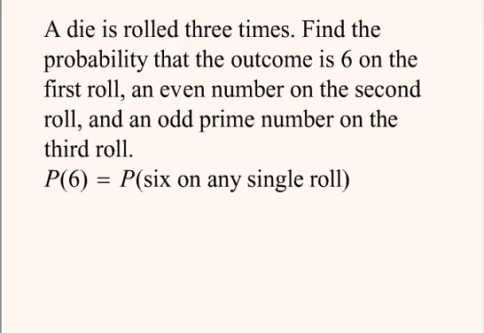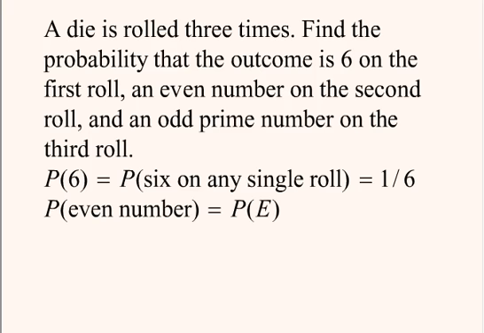The probability of obtaining a 6 on the first roll, well, that's the same as the probability of obtaining a 6 on any single roll, and that would be 1/6. There are 6 faces on a die, and only one of them has a 6 on it, so the probability is 1/6. For the second roll, the probability of getting an even number, let's call that event E, the probability of E is going to be equal to 3/6. There are 3 even numbers on a die out of 6, which simplifies to 1/2.